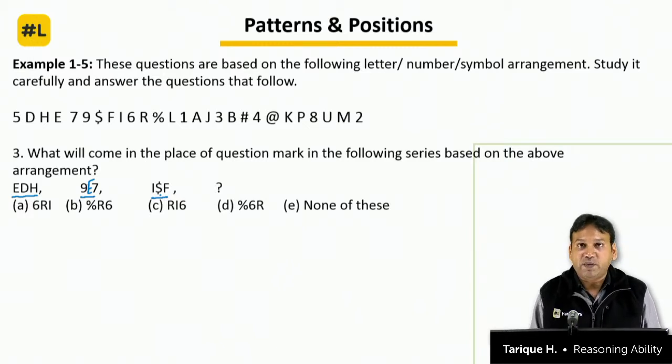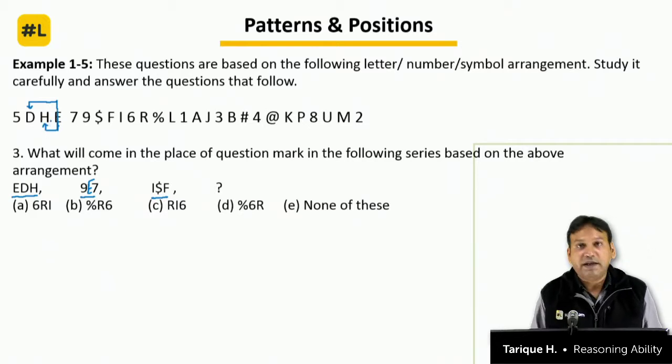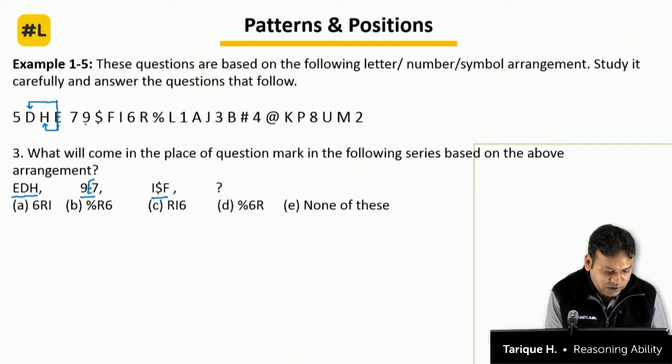So let's start with the first one, that is EDH. Look at where E is. From E, we are going 2 positions back, that is how we get D, and when we go 1 position back we get H, and that is how we get EDH. Now from E we skip 2 positions to go to 9, from 9 again we are going 2 positions back to get E, and 1 position back to get 7.